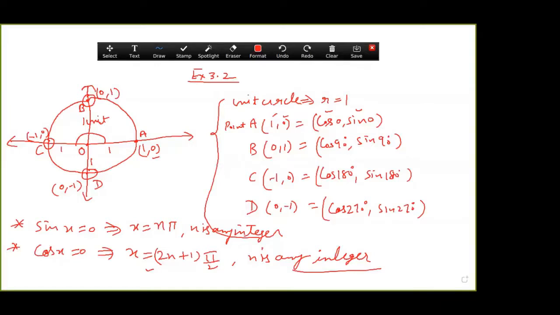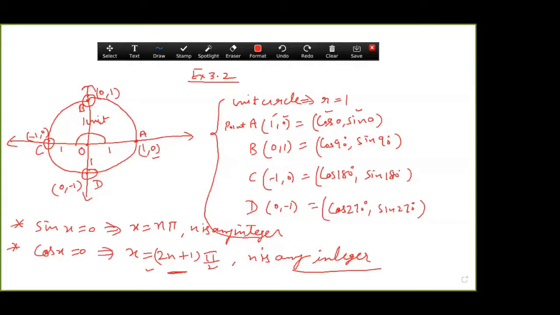And tangent x is sin x upon cos x, again cos x should not be equal to 0. And in the case of cot x, it is cos x upon sin x, and x should not be equal to n pi. Those values which make the function not defined, you have to learn carefully.